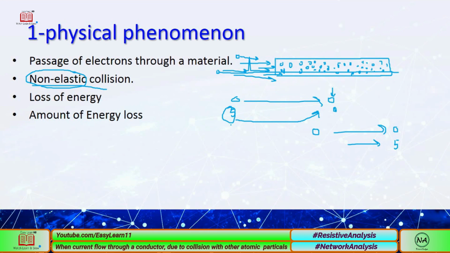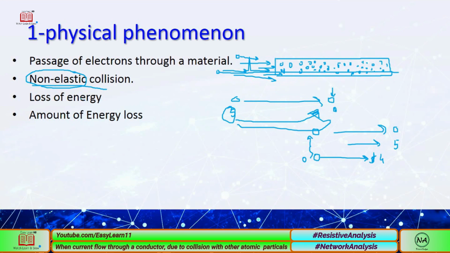Another case: when the speed of 5 collides with this system, unfortunately some of the energy is lost, and it is taking not the speed of 5 but a speed of 4. What does it mean? It means that energy is wasted, is lost. This is called the non-elastic collision.